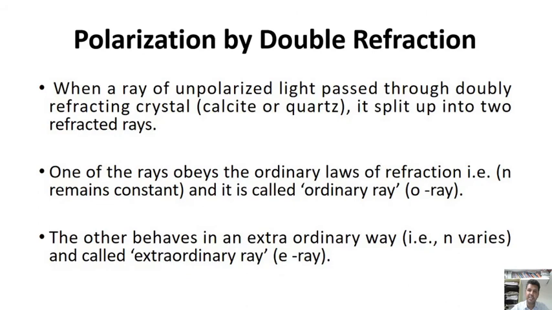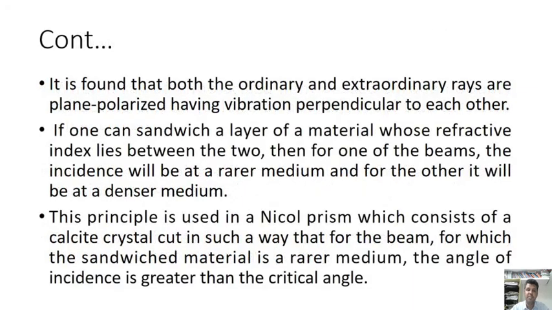After knowing this, polarization is also produced by double refraction. When a ray of unpolarized light passes through a doubly refracting crystal, such as calcite or quartz, it splits up into two refracted rays. One of the rays obeys the ordinary law of refraction and is called the ordinary ray. The other behaves differently and is called the extraordinary ray. These two behave as polarizations.